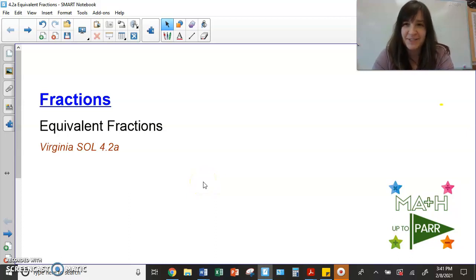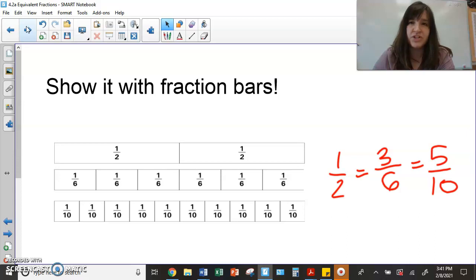On this episode of Math Up to Par, we are going to be talking about equivalent fractions. When we're talking about equivalent fractions, we're talking about two amounts that are equal to each other. So we're going to show that right now in a few different ways.